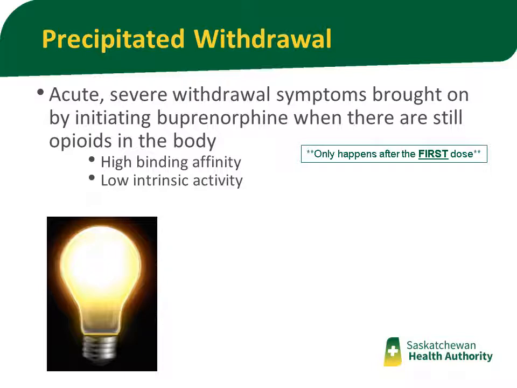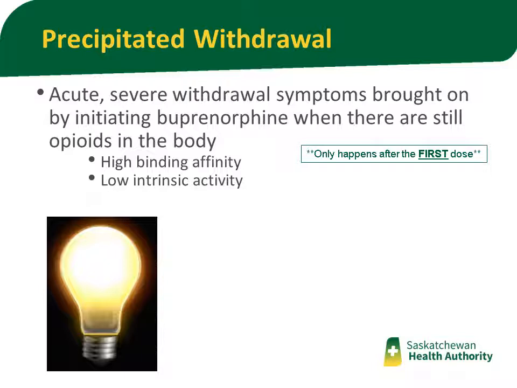Precipitated withdrawal is a state of acute and severe withdrawal symptoms that occurs when the first dose of buprenorphine is taken while other opioids are still present in the body. This only happens after the first dose and usually occurs within 30 minutes of administration.